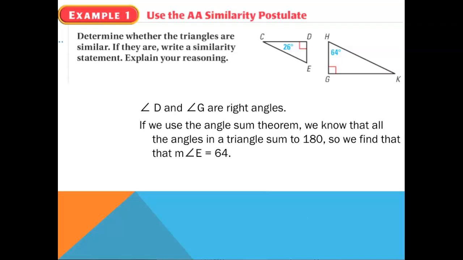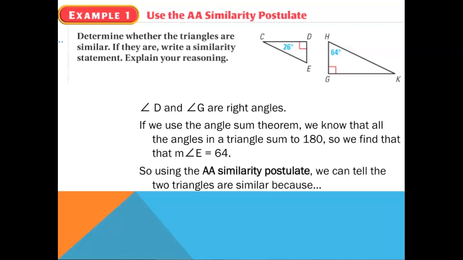Now, since angle E is equal to 64 and we see angle H here equal to 64, we can use the angle-angle similarity postulate. Just like how you use the shortcuts to show that 2 triangles are congruent, we will also write this out the same way. So, starting with the angle, we have angle D equal to angle G. And then we have the other set of angles, angle E is equal to angle H. And so by the angle-angle similarity postulate, we can say that these 2 triangles are similar to each other.